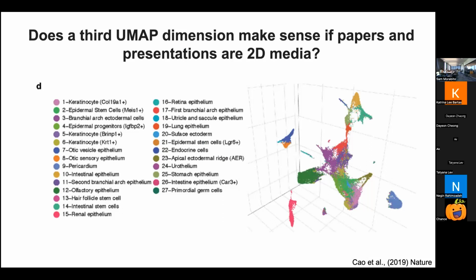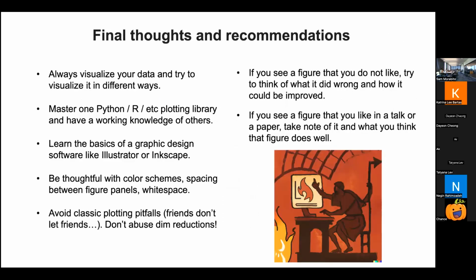Okay, we've reached the end. So my final summary of this is to always visualize your data and try visualizing it in different ways. Master one of the Python or R plotting libraries and have a working knowledge of at least one other one. Learn the basics of a graphic design software like Illustrator or Inkscape. I didn't mention it earlier, but there are a million YouTube tutorials for those things as well. If you're wondering how to align something in Illustrator, YouTube will have the answer.